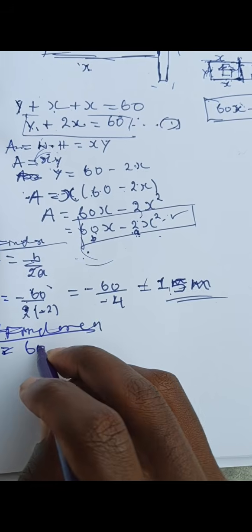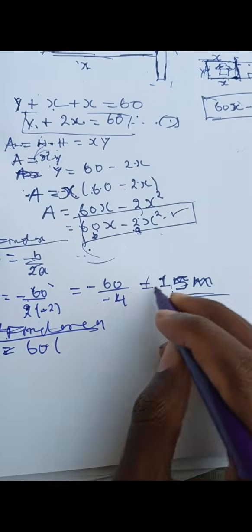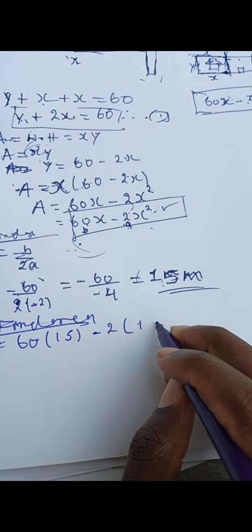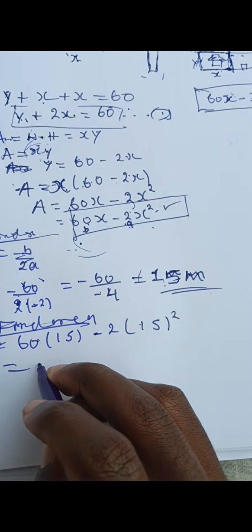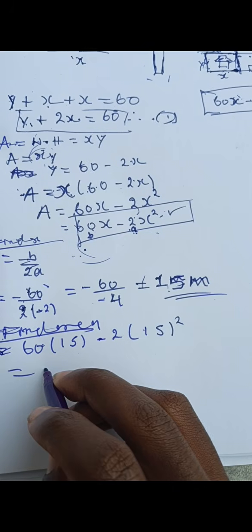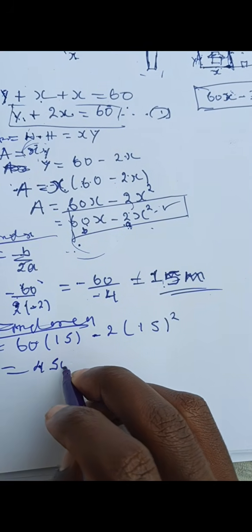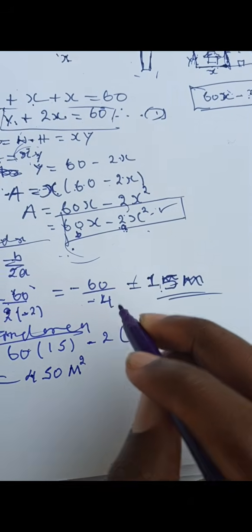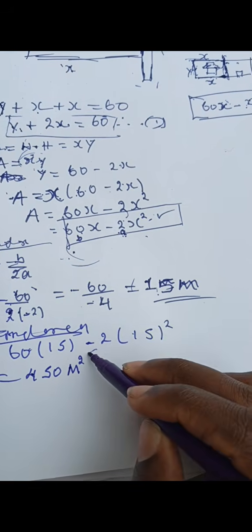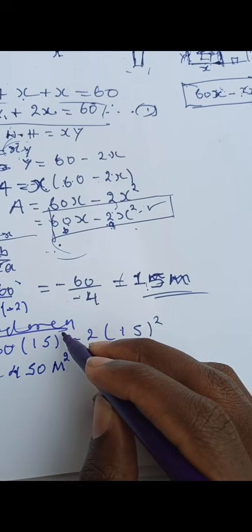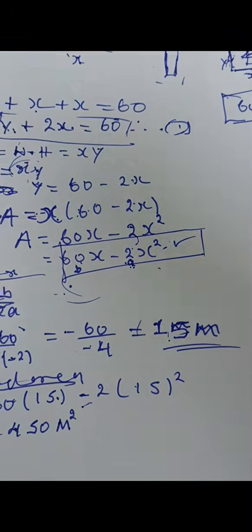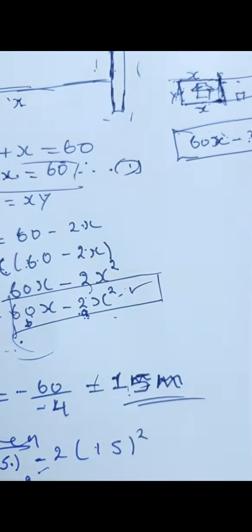So basically, I'm just saying where there's x, I'm going to put this value of x I've found, which is 15 minus 2, 15 power 2. So when you simplify this, it's going to give you 450 meters squared. Now, why meters squared? It's because that's the SI unit for area. So that's the maximum area that we need.